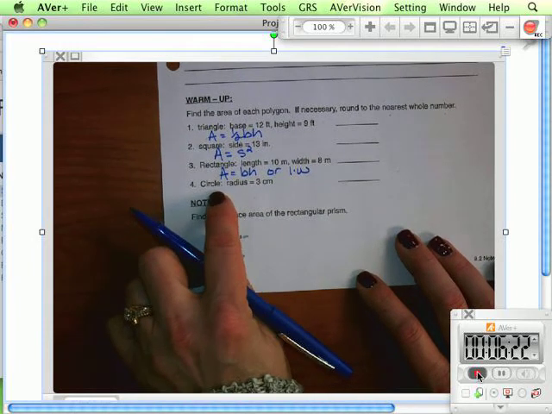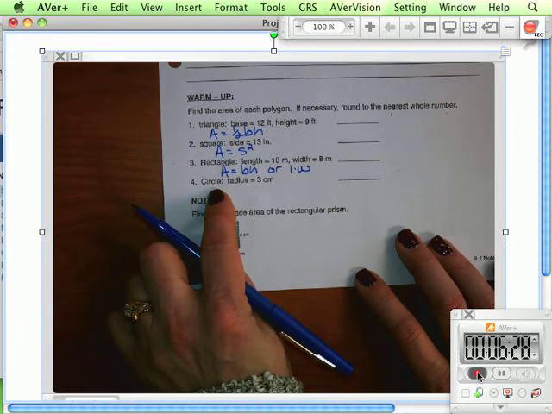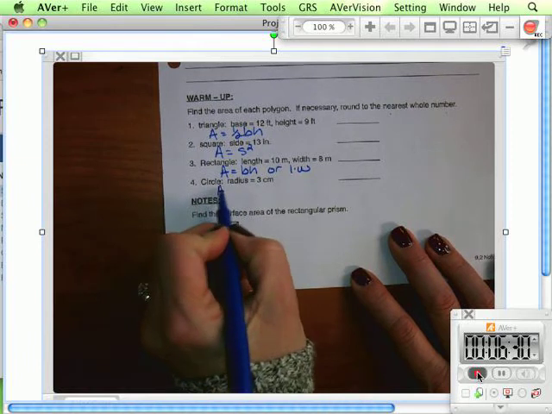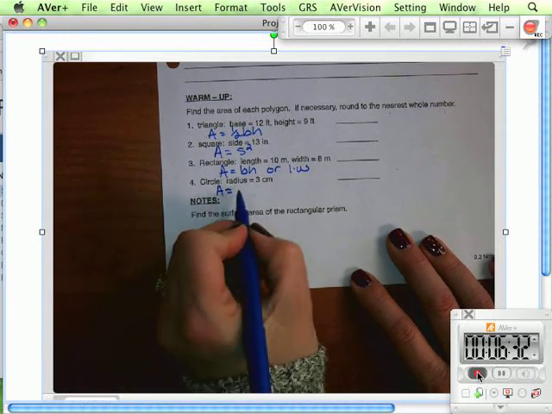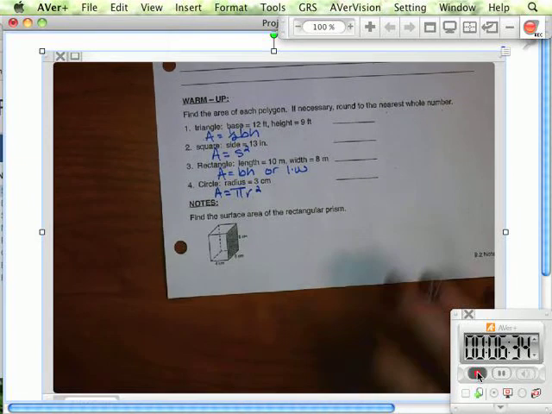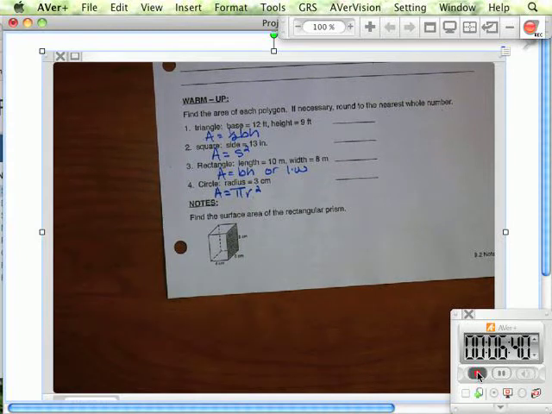Okay, when we did that activity, how many r squareds fit inside the area of the circle? 3.14. Thank you. 3.14 fit inside the area of the circle. Pi r squared. You need those formulas. It's really hard to do without knowing those.